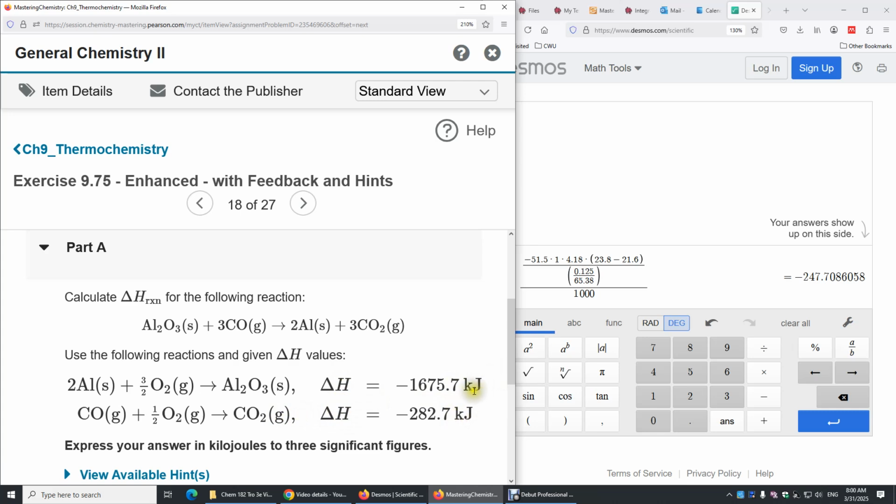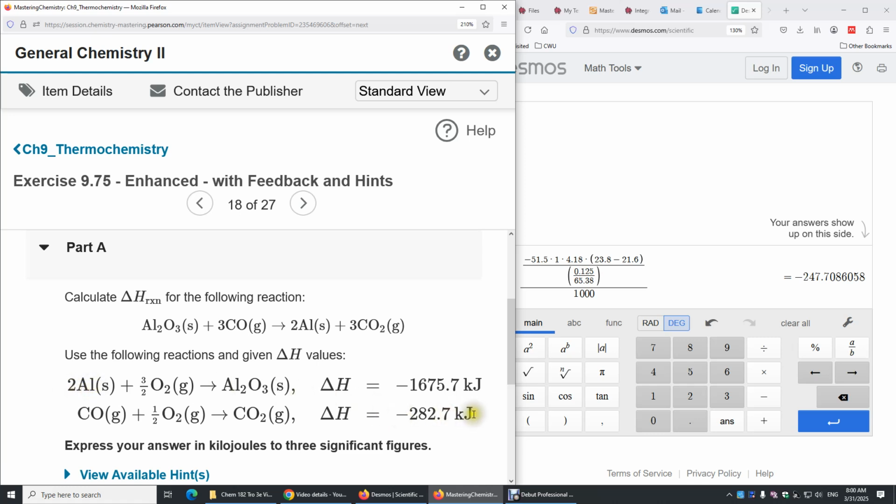Pay attention to the unit. Supposedly it should be kilojoule per mole, but the textbook is not really quite rigorous about this. So this number actually means we have an enthalpy decrease, with this negative sign, of 1675.7 kilojoule per mole such reaction. And per mole such reaction means 1 mole of this is produced, 2 moles of aluminum is consumed.